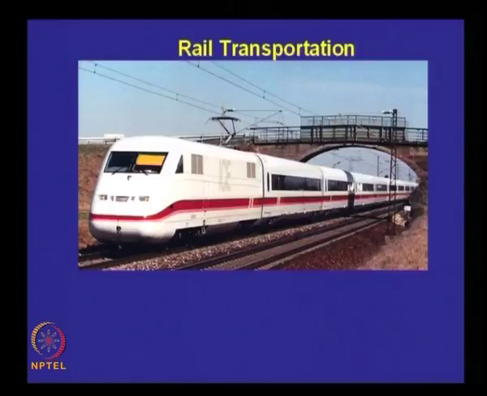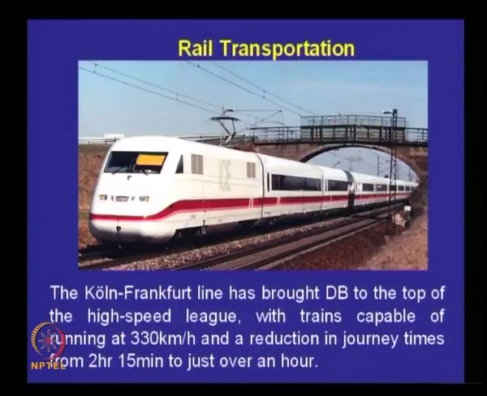What you see here is the train in Deutsche Bahn, German rail system. The Köln-Frankfurt line, Köln is the name of the city near Bonn, the former capital of West Germany, has brought Deutsche Bahn, DB is Deutsche Bahn, to the top of the high speed league with trains capable of running at 330 kilometers per hour and a reduction in journey times from 2 hours 15 minutes to just over an hour for travel between these two cities, namely Köln and Frankfurt.